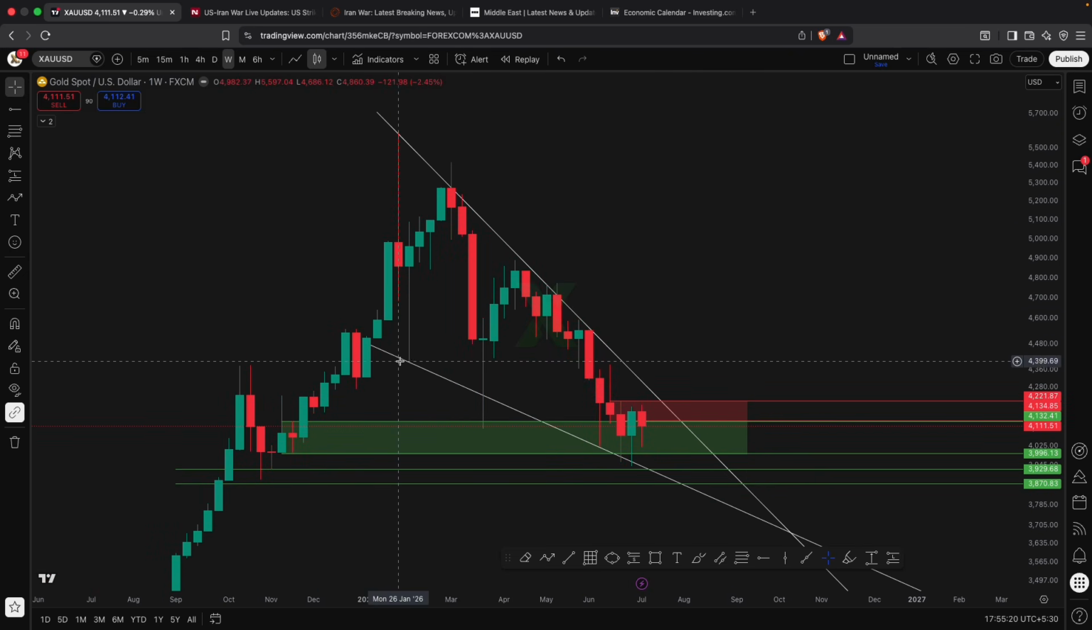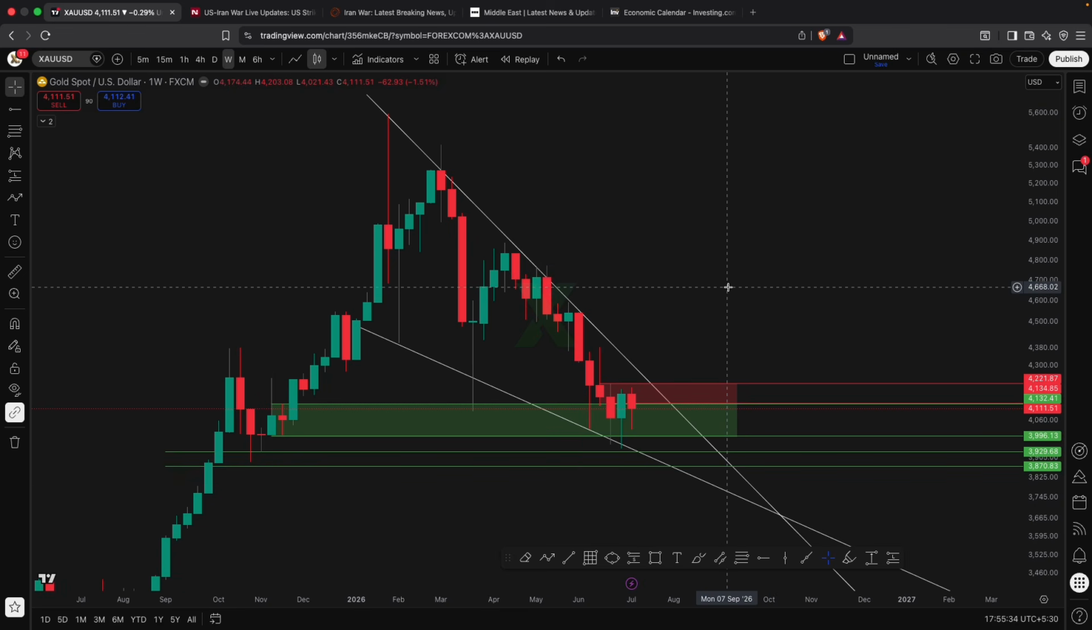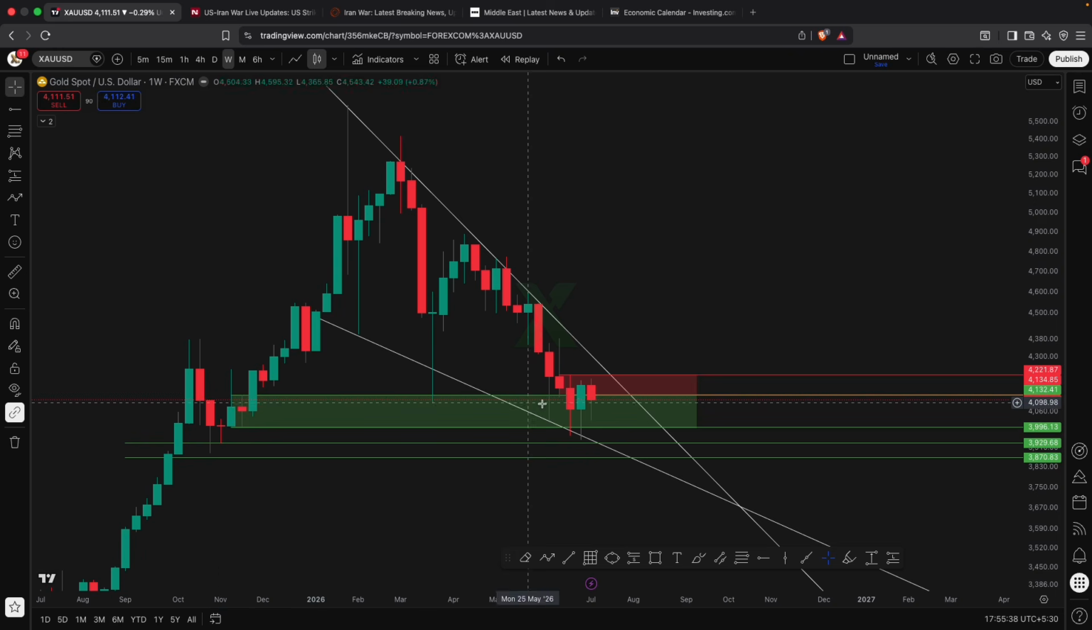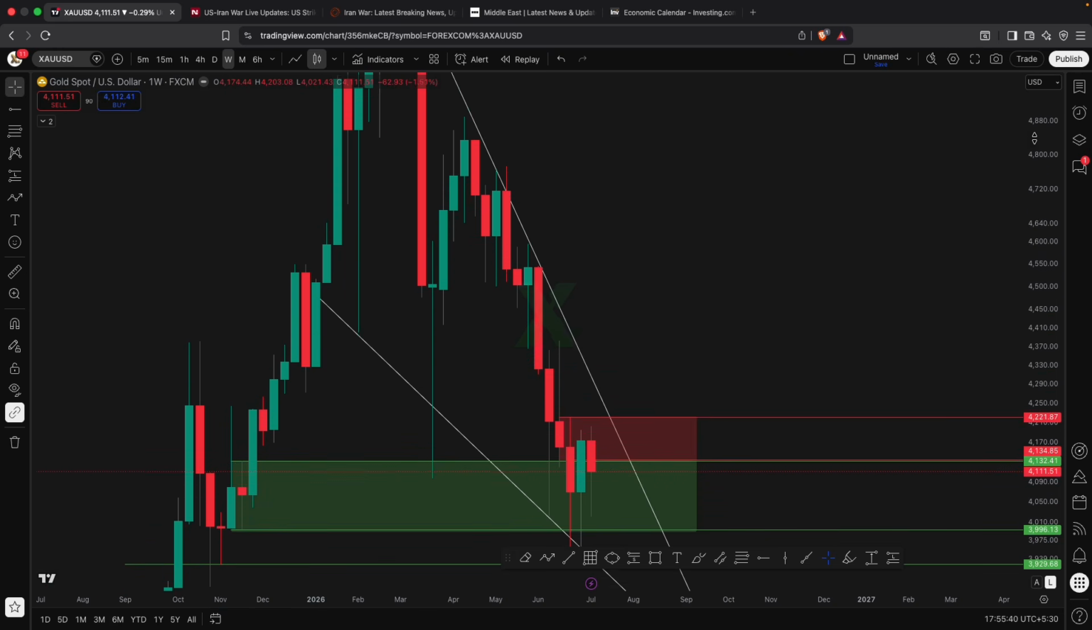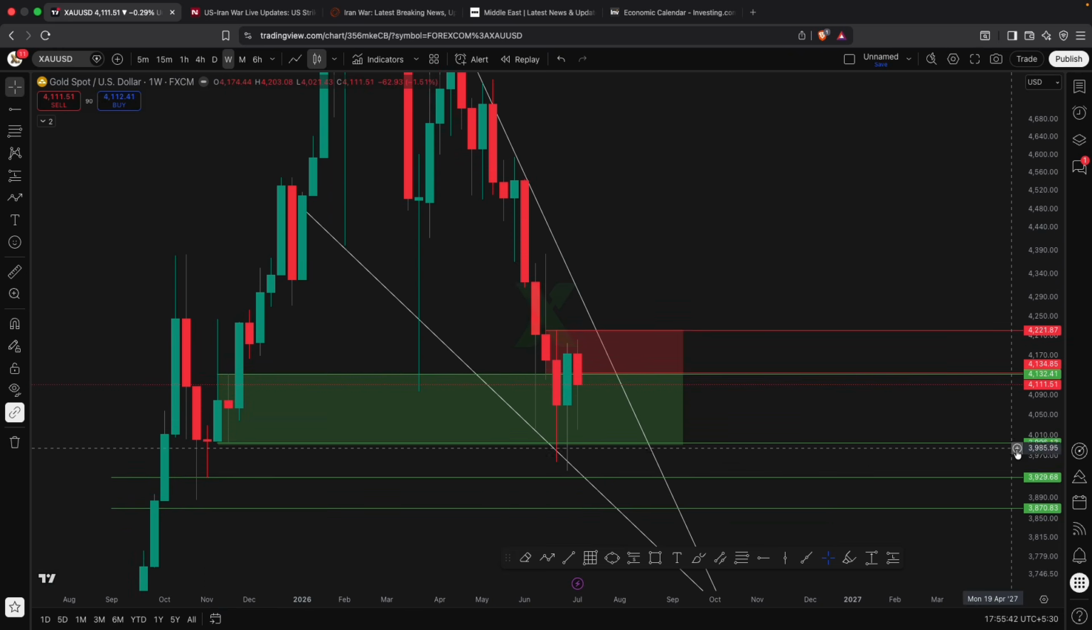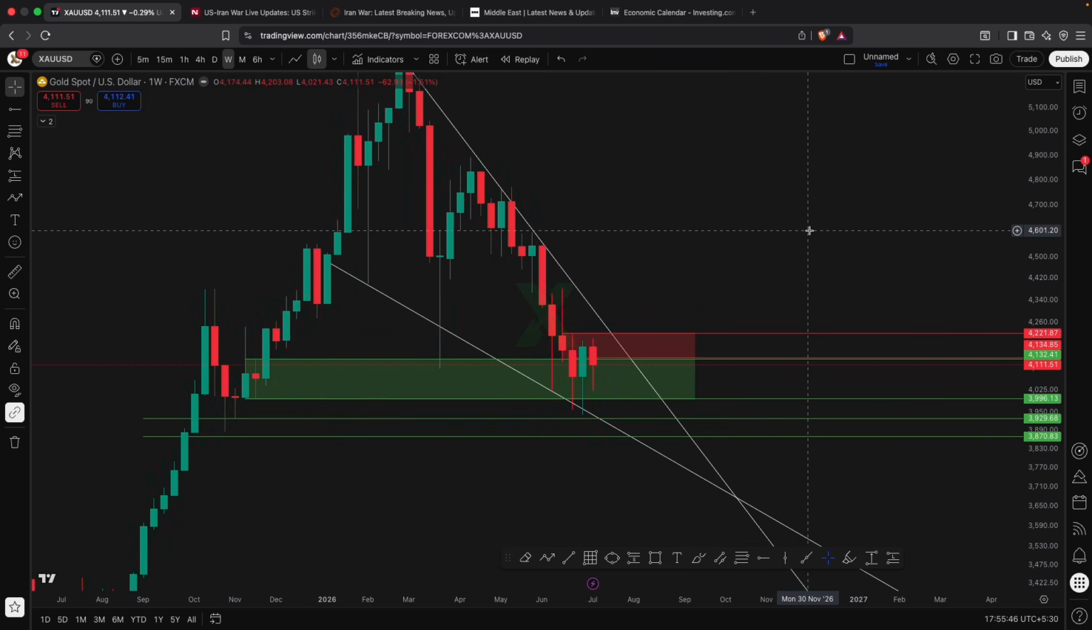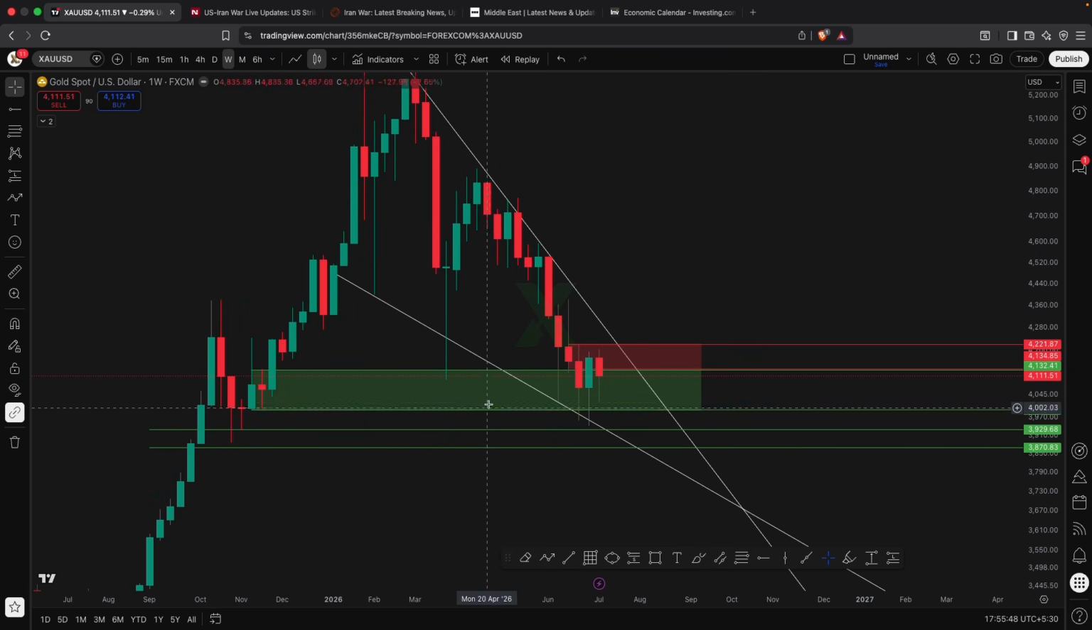Market is taking multiple support from this trend line liquidity: 1, 2, 3, 4, 5. Five times it has tapped on the trend line liquidity. Trend line liquidity is a place where retailers would like to enter. At the same time, the green zone in between 4132 and 3996 was a weekly time frame order block.